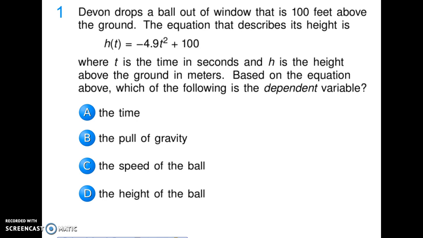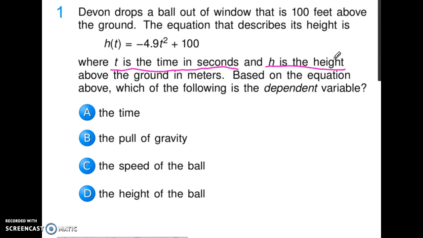Okay, the first problem that you had this week talked about Devin dropping a ball out of a window. It's 100 feet above the ground, and this is the equation for that situation. So in the real world, we can often find that math can be represented by equations, even with things as simple as dropping a ball out of a window. Well, in this situation, we have two variables. T is for the time in seconds, and H is for the height above the ground in meters.